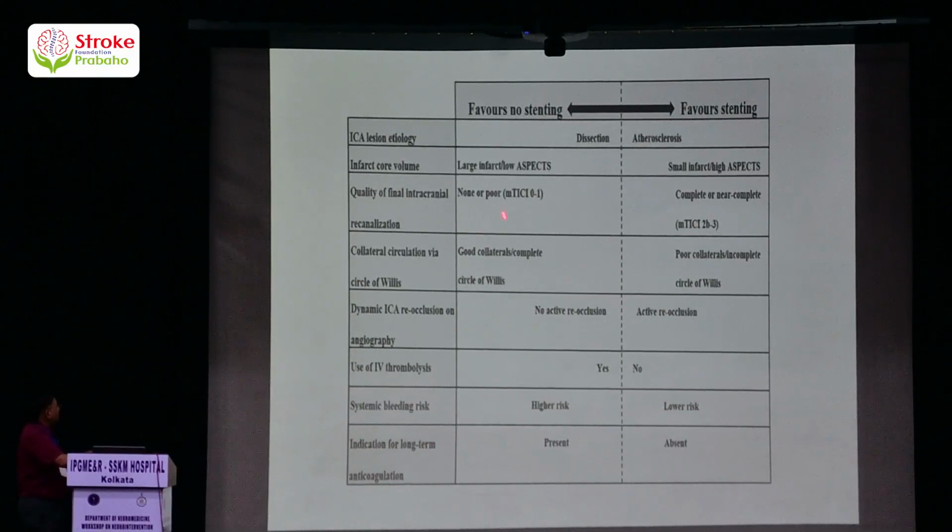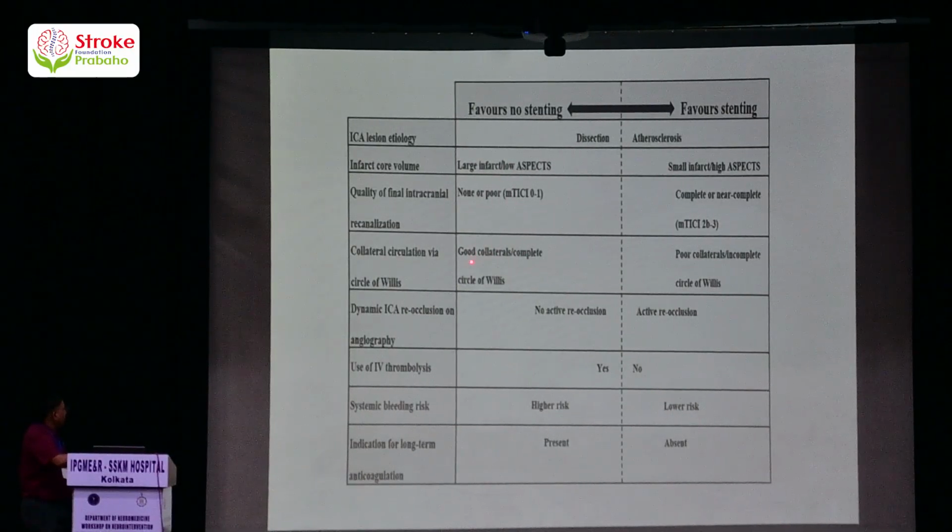So in the tandem lesion, either you favor stenting or no stenting. So what are the cases where stenting is not favored? In dissection, stenting is usually not favored unless it is a flow-limiting dissection. Most of the time with anticoagulation the dissection is healed. If there is a large infarct or low ASPECTS score, better not to perform stenting, because the patient has to be on dual antiplatelet therapy and sometimes decompression is needed.